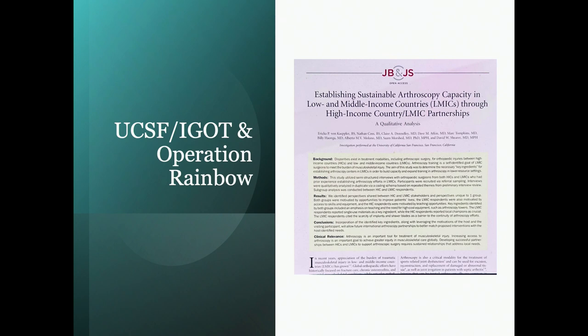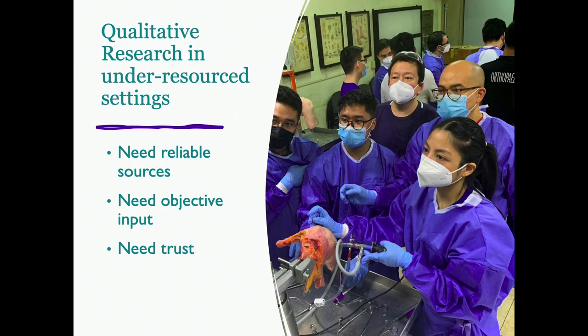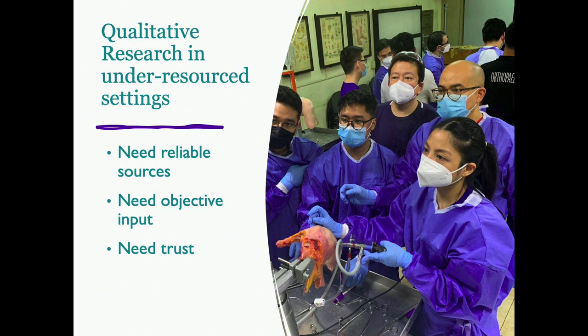So this is a paper we wrote with the IGOT fellow last year, looking at the sustainability of arthroscopy in the developing world. And some of this is based upon the 25 arthroscopy centers that Rainbow had set up. Now, the importance of this paper to me is, okay, if you want to do qualitative research in an under-resourced setting, what do you need? Well, you need reliable sources. So Rainbow's ability to say, listen, this is Dr. Bing Milano from the Philippines. We have worked with him for 24 years. This is the doctor that we've worked with from Honduras. So to identify people, you need objective input and you need trust.